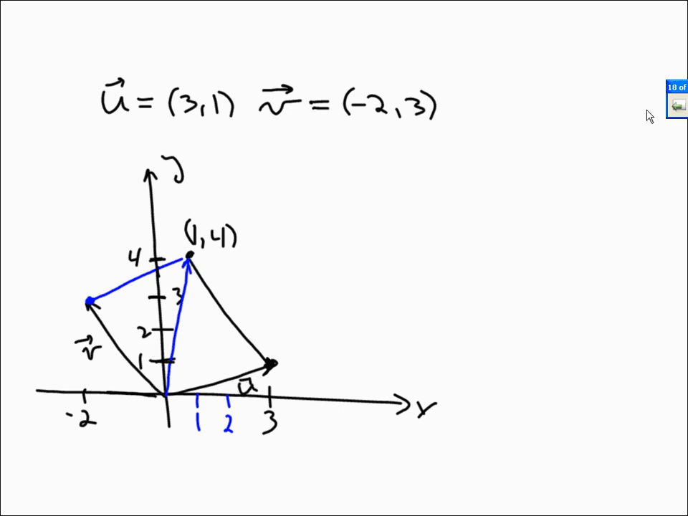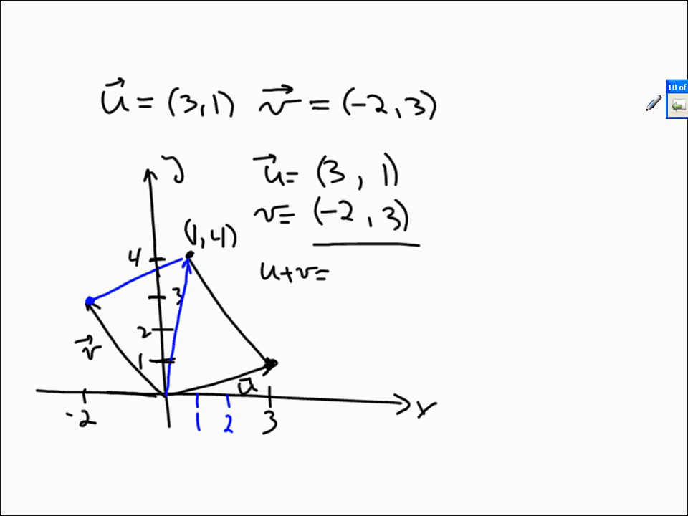But if you want to add two vectors, again, it's much easier than I've been showing. If this is vector u, and this is vector v, and you want u plus v, that is, you're adding the left side of the equations, you have to add the right sides. 3 plus negative 2, 1 plus 3. And there is u plus v. It's 1, 4. Okay? And my graph agreed with it.